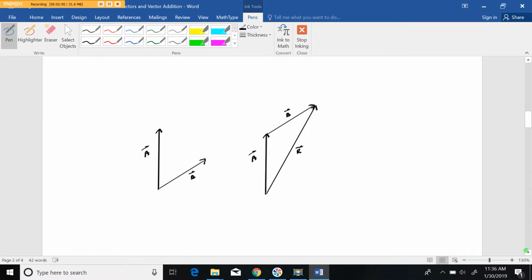When we draw vectors for vector addition, here's a pair of vectors, vector A and vector B. In this example, vector A is in the positive y direction. Vector B has both x and y components. The first thing we want to be able to do is draw the resultant for the vector addition A plus B.